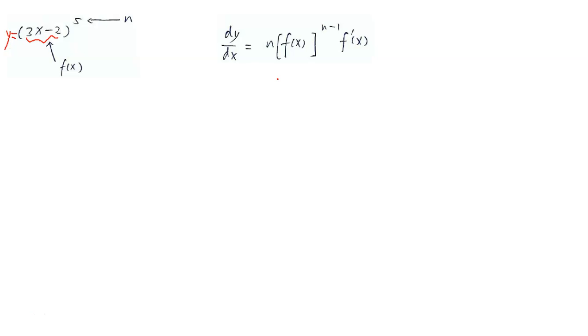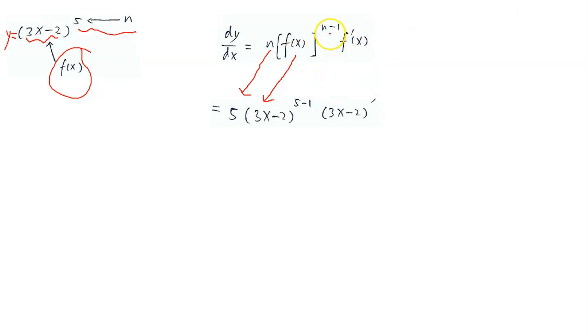Okay, so you always check if you have an exponential form, you check what is the base. If the base is a function of x, then you use chain rule. So here we know the power is 5, the base is 3x minus 2, then we remember this chain rule, we just sub the value in. So n is 5, f(x) is 3x minus 2, n minus 1, 5 minus 1. The derivative of f(x), the derivative of 3x minus 2.